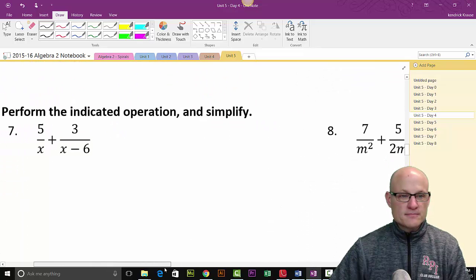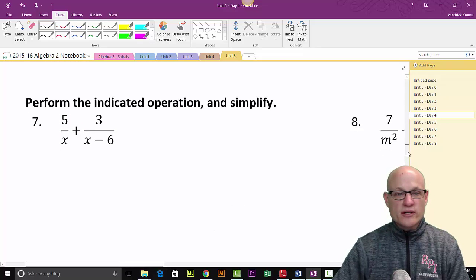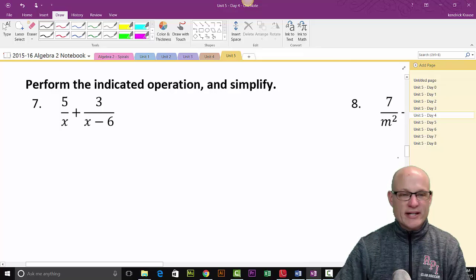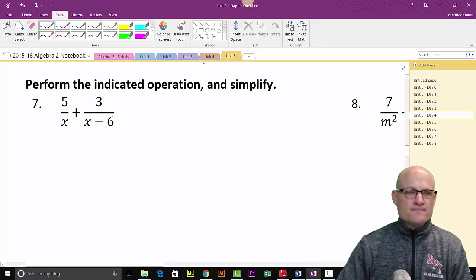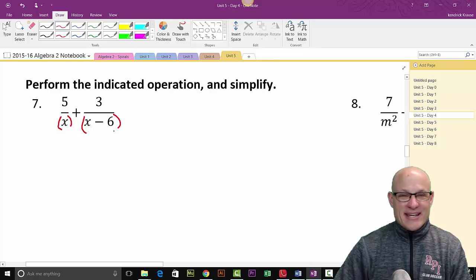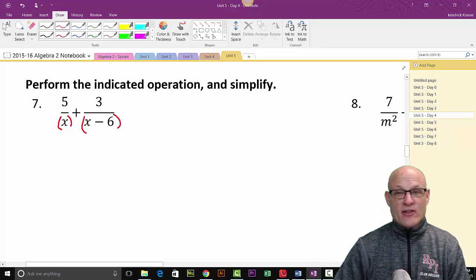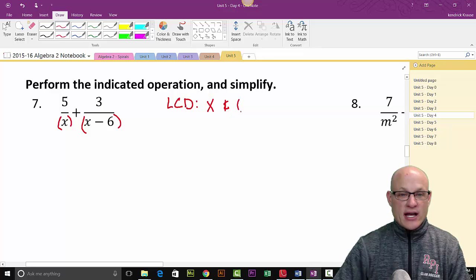What do we got here? Okay, so now we're going to get into some more difficult stuff. So, what you see here is an x and an x minus 6. If it's in the denominator, then it has to be part of the lowest common denominator. So I'm going to list out all the things that are in the denominators. There's an x, and there's an x minus 6. So my lowest common denominator then would be x times x minus 6.